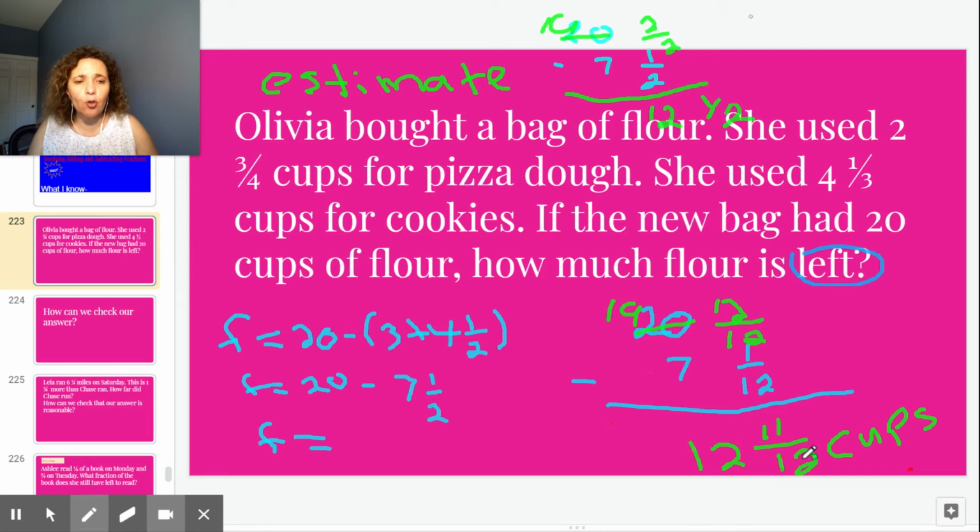It's close to 12 and 11/12. I know that this 11/12 is closer to 1 whole, closer to 13. But as your numbers get bigger, it becomes a little bit more tricky. Okay, so it's pretty close. So I know my answer is reasonable.